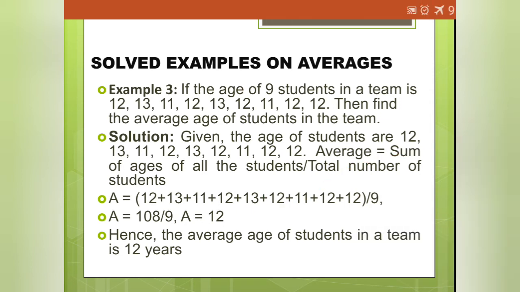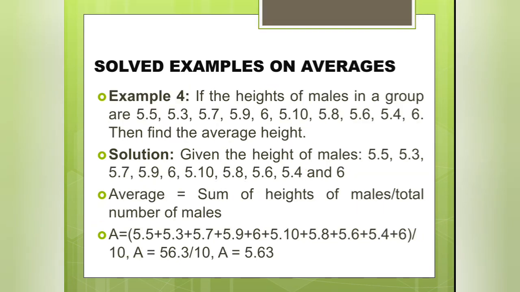In example number 4, we are given the heights of males in a group: 5.5, 5.3, 5.7, 5.96, 5.10, 5.8, 5.6, 5.4 and 6, and we have to find the average height. We sum all these values, which gives us 56.3, and the total number of males is 10, so we divide 56.3 by 10, which gives us 5.63. So the average height of the given males in the group is 5.63.